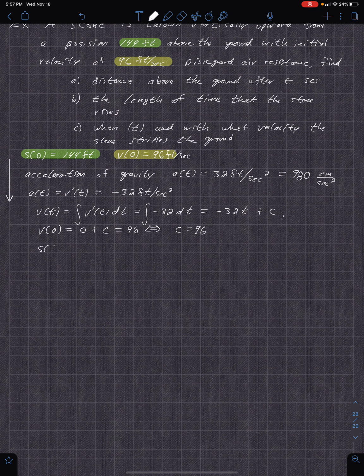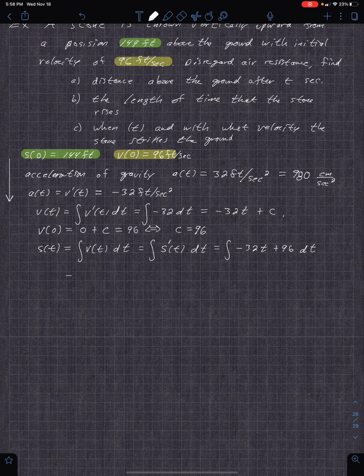So S of t is the antiderivative of V of t dt. So that's S prime, it's the antiderivative of S prime of t. I didn't write that up there last, or did I? That's right, dt. All right, so that equals what we had up there. So that's the antiderivative of negative 32t plus 96 dt.